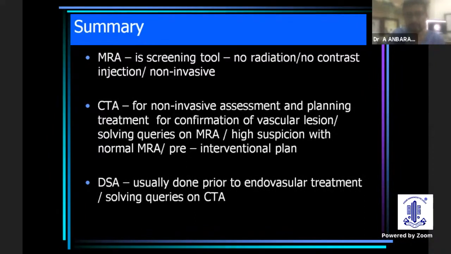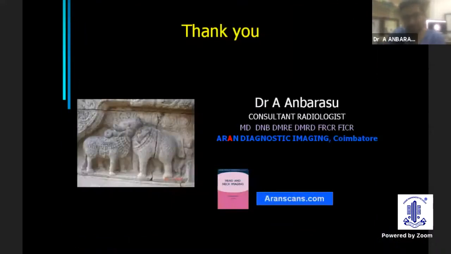Sometimes a blob or a blister-like aneurysm can easily be missed on MRA, picked up on CTA, and sometimes picked up only on DSA. So this is a practical plan for patients who have a suspicious vascular lesion in relation to the orbit. Thank you very much.